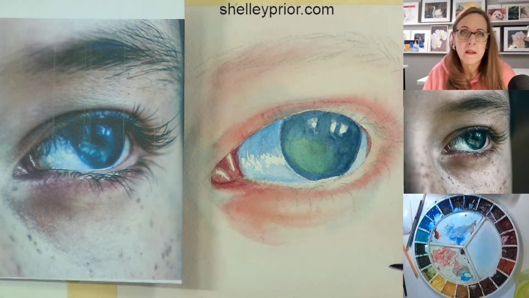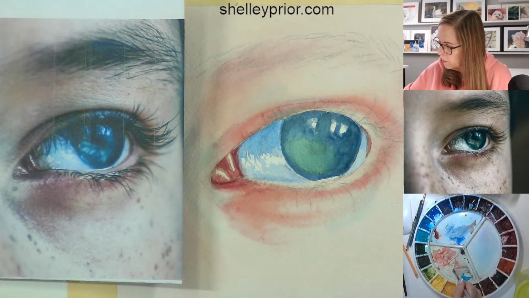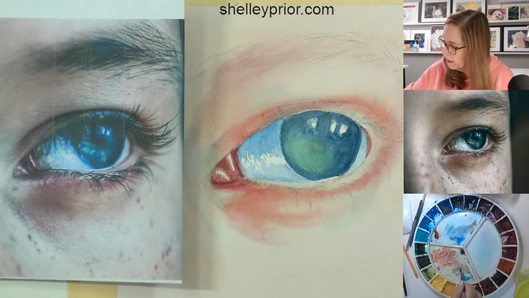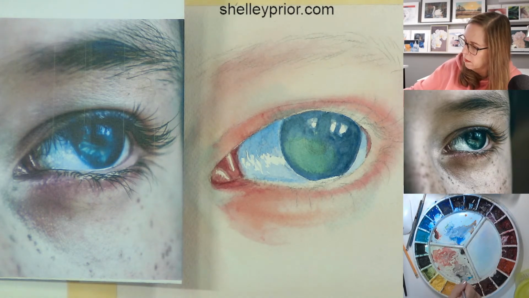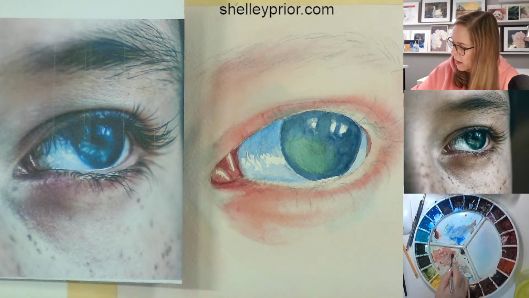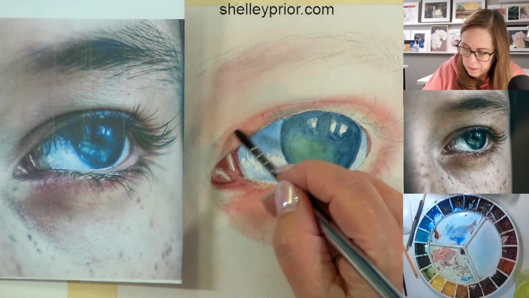Okay, really getting some of those things established. Let's do a little bit more of that in the crease of the eye as well. I'm going to go a little bit more of that cerulean blue mixed into that to make this even a little bit more sort of gray in this crease.